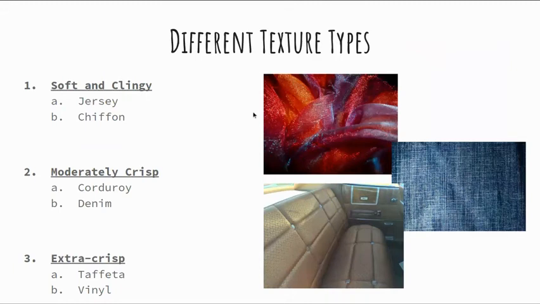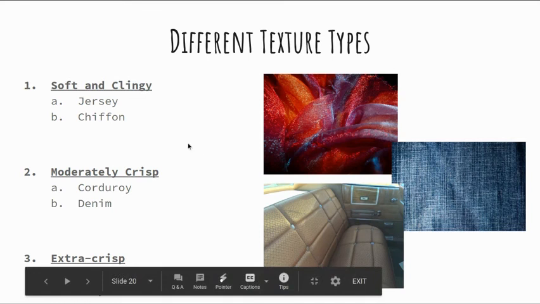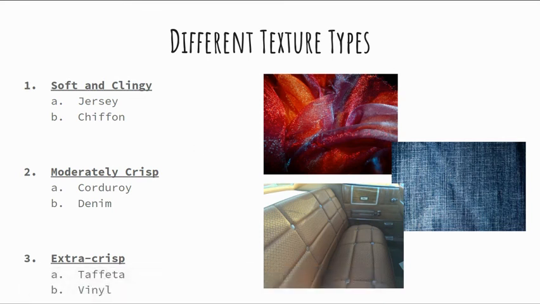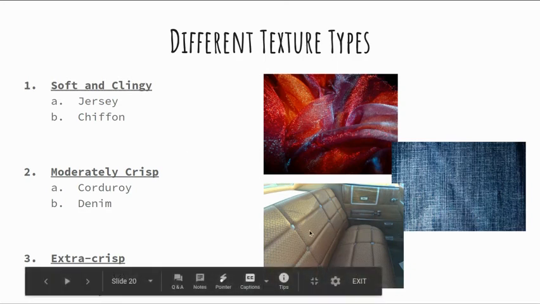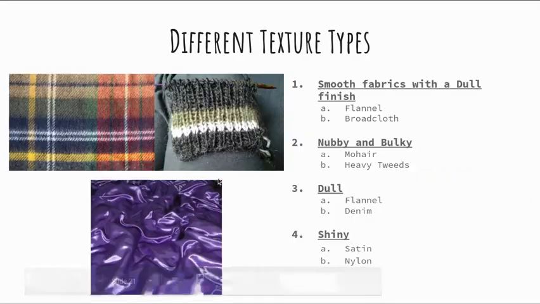So the different texture types, your soft and clingies would be like your jersey and your chiffon. This would be like t-shirt material. This would be like prom dress material, or the overlay of a prom dress. This is chiffon right here. Moderately crisp, meaning it's going to be a little bit thicker and have more defined definition in there. It's going to be your corduroy and then your denim like this right here. And your extra crisp, which is going to be your thick fabrics, but not necessarily fluffy fabrics. That's going to be like taffeta and vinyl, which is like on the inside of older cars. Think of leather as well.